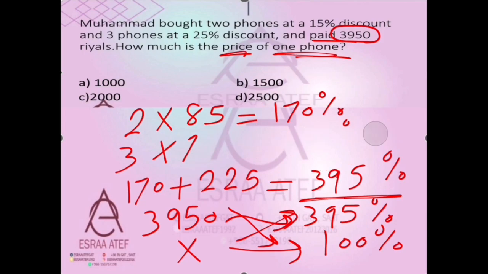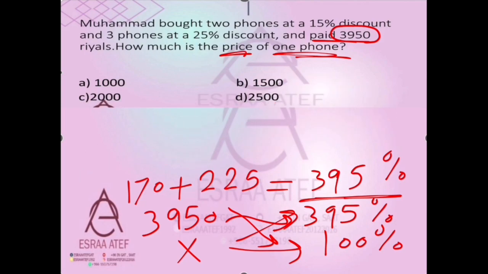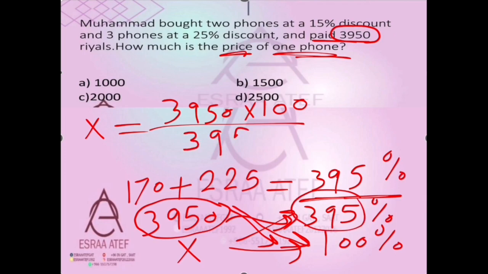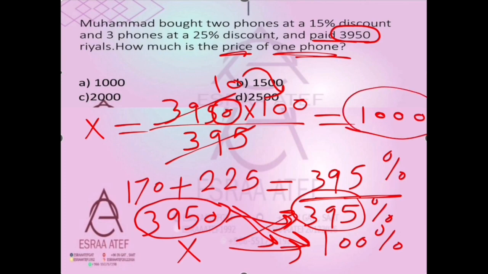Okay, that's meaning that x equals 3,950 times 100 over 395%, 395. Okay, so it will be 1,000. How is it 1,000? 3,950 over 395, and here we have 0, which is 10. It's meaning 10. So 10 times 100, it will be 1,000. So the answer will be 1,000.